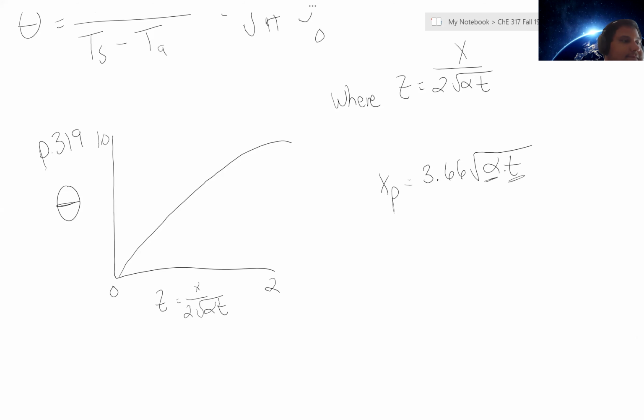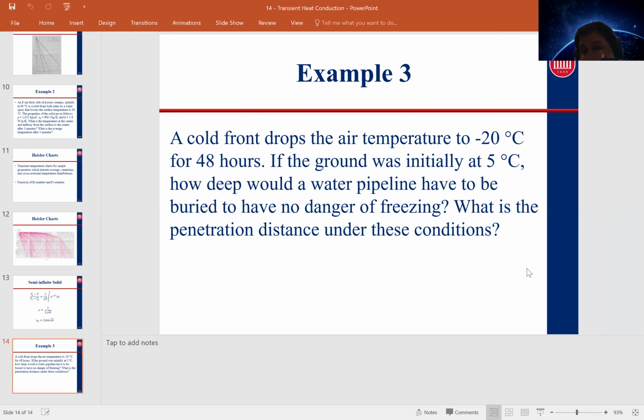And so just to give you an example of this, let's look at this one, which states that we have a cold front dropping the air temperature to negative 20 degrees Celsius for 48 hours. If the ground was initially at 5 degrees Celsius, how deep would a water pipeline have to be buried to avoid the danger of freezing? And under those conditions, what is the penetration depth? So what we're looking for in this case, given the surface temperature and the initial temperature, is X, given this system, where the temperature T sub x,t would be set at zero.